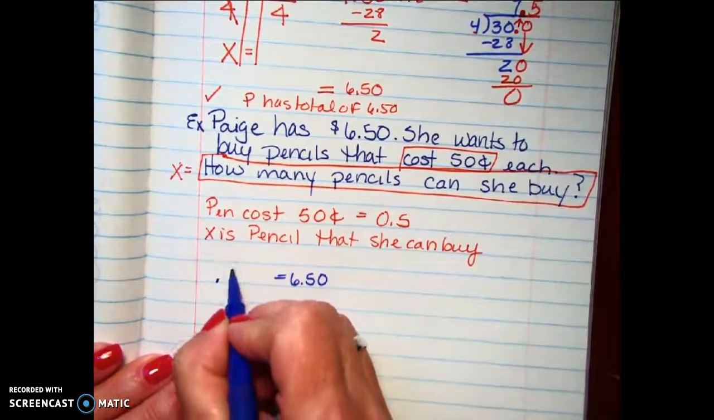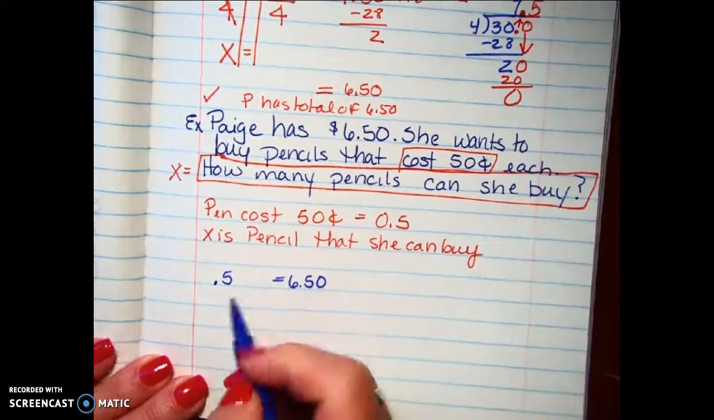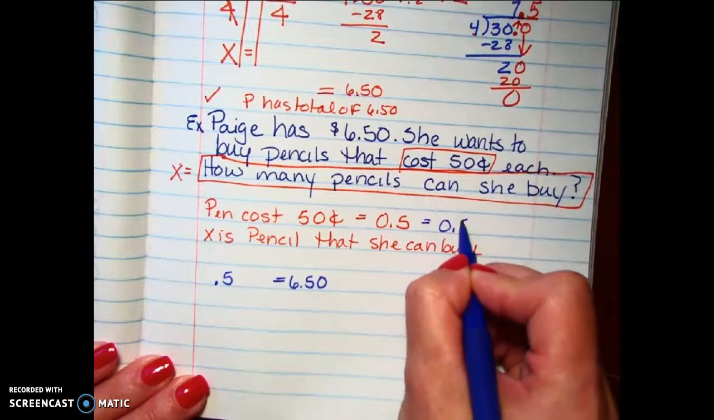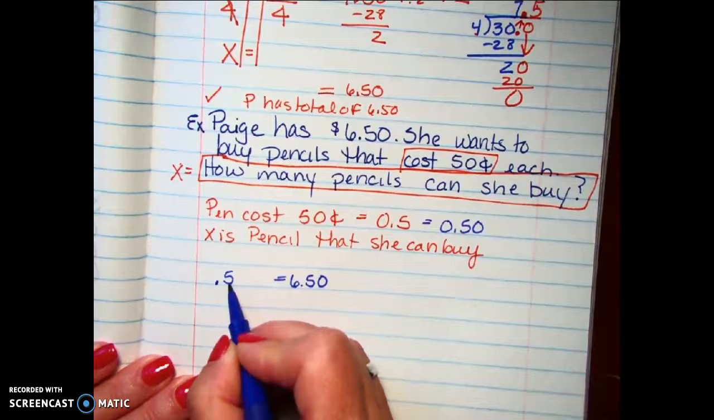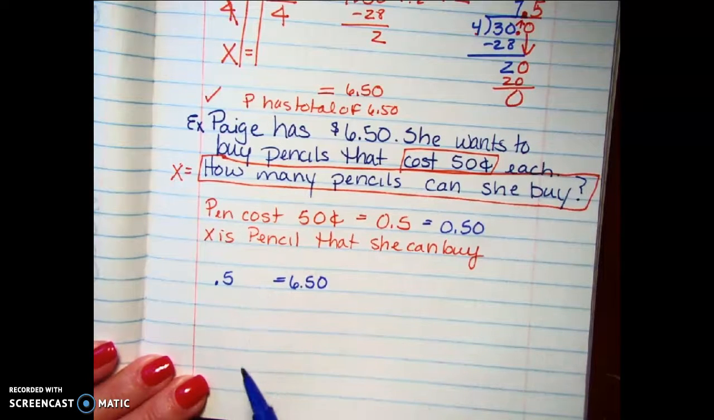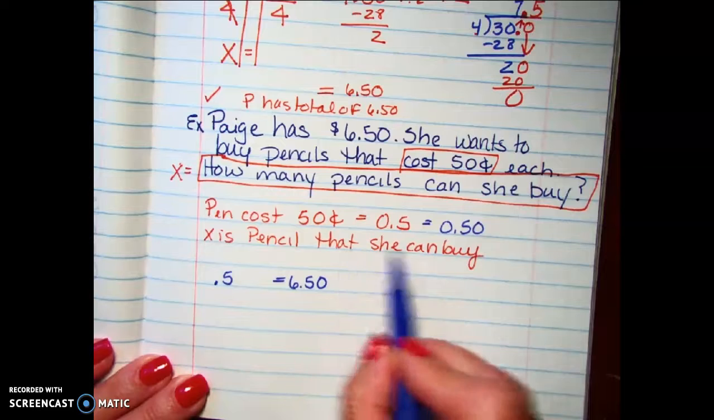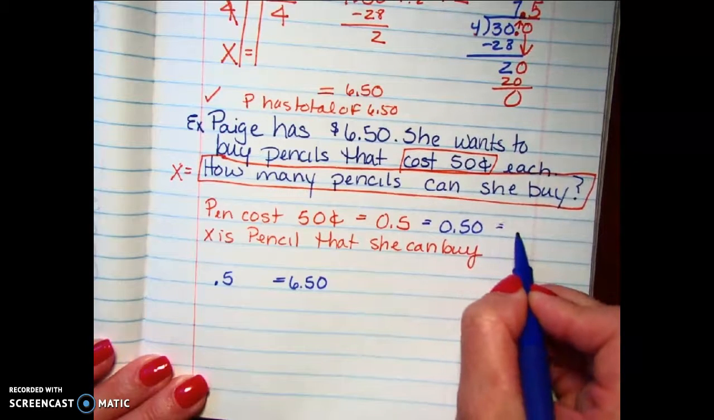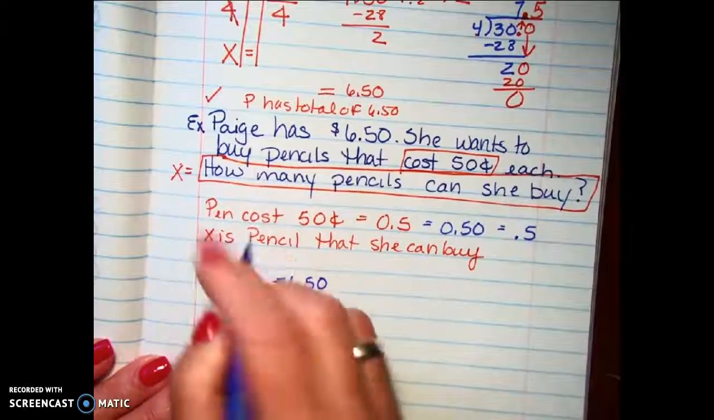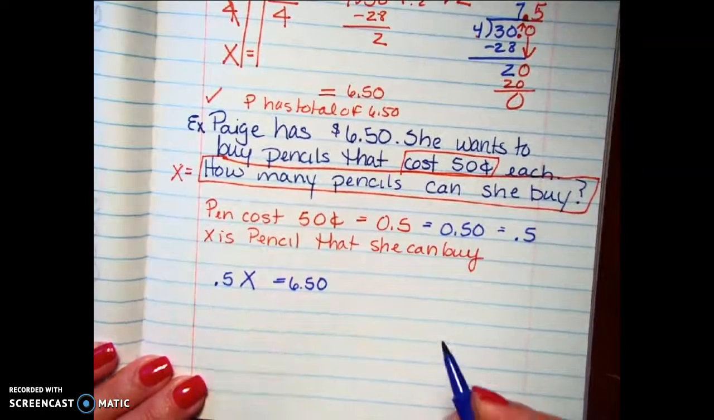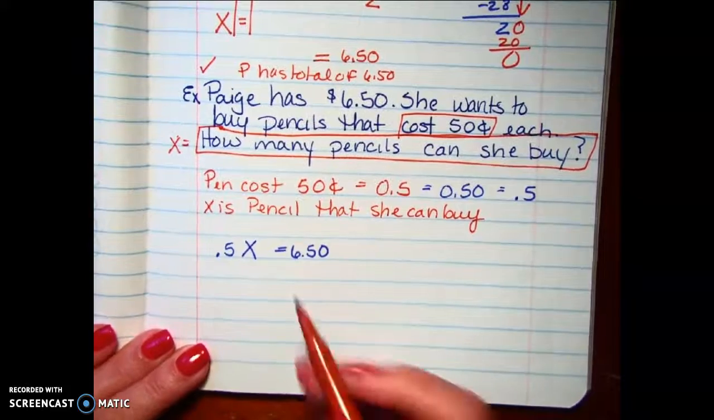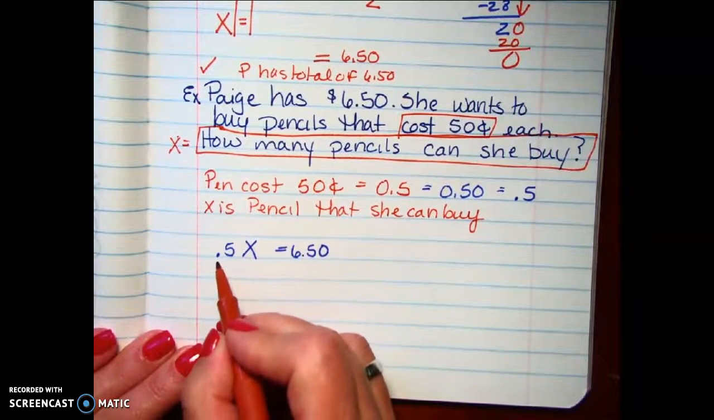We know that they cost 50 cents. This is this. So I could write 50 hundredths or 5 tenths. I could put a 0 in front. I could leave it as is. Those are all equal. But where's my variable? Oh, that's it. I'm going to put it right here. Now, can I solve? Absolutely, even with a decimal as my coefficient.